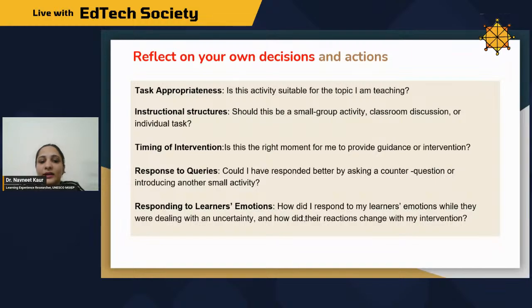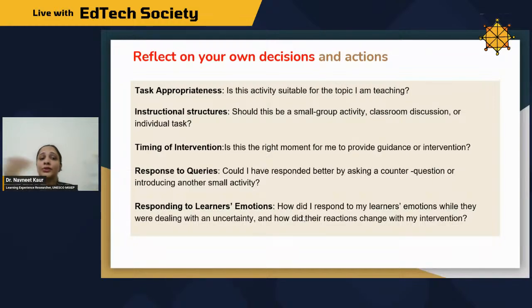Then afterwards, you have to reflect on the responses that you give to learners' queries. Think about questions like, could I have responded better by asking a counter question or maybe introducing another small activity? Was I sensitive towards the learner when I was responding to the query? Then, of course, how did I respond to the learners' emotions while they were dealing with uncertainty? And how did my response to their emotions trigger a reaction or change in their behaviors?